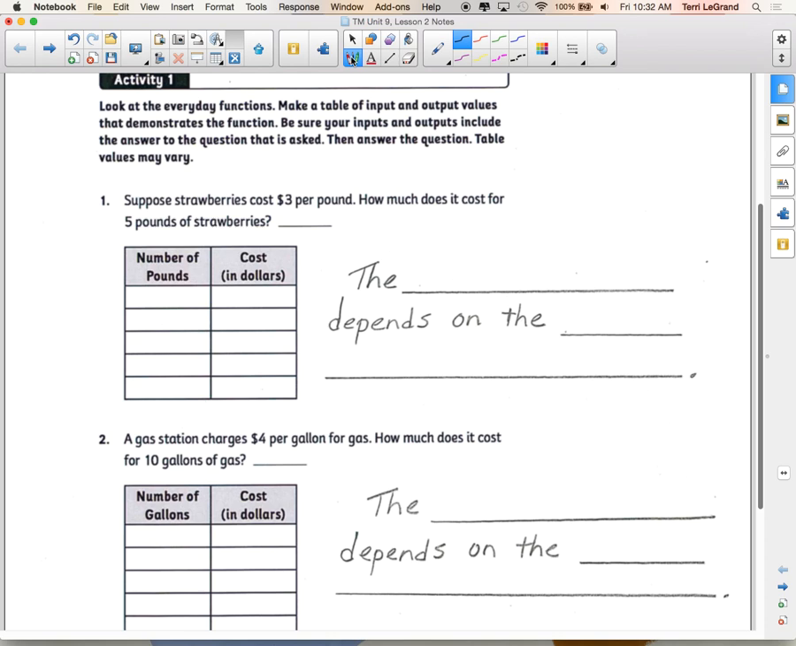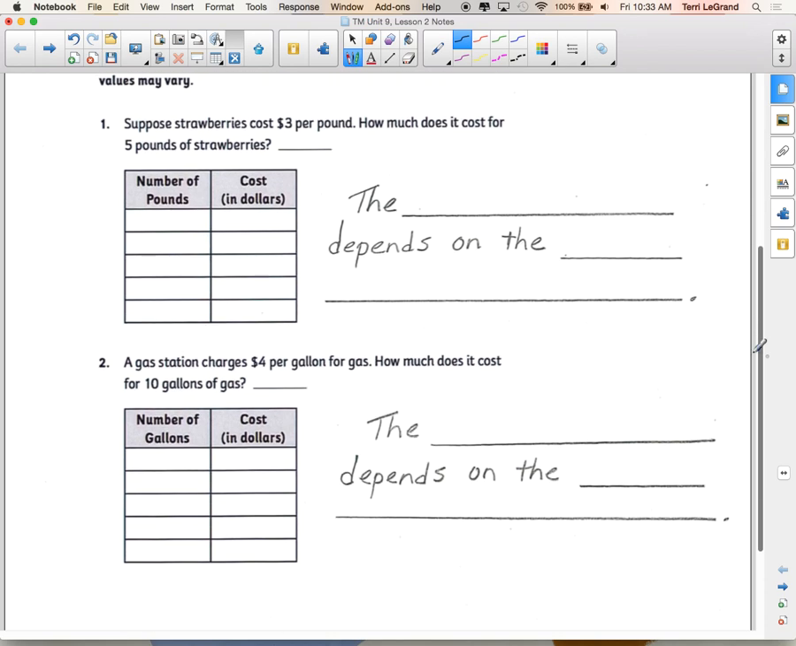So that's the first thing we're going to do: take some input values, put them into the table and get the outputs for them. And then we're going to analyze it again by talking about what's dependent upon what, which we kind of started talking about yesterday. So let's just dive right into number one here.